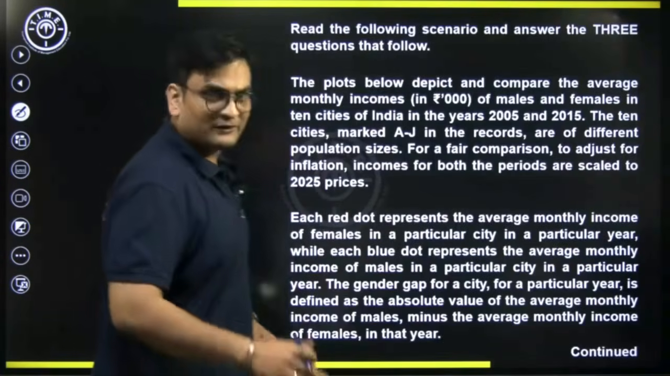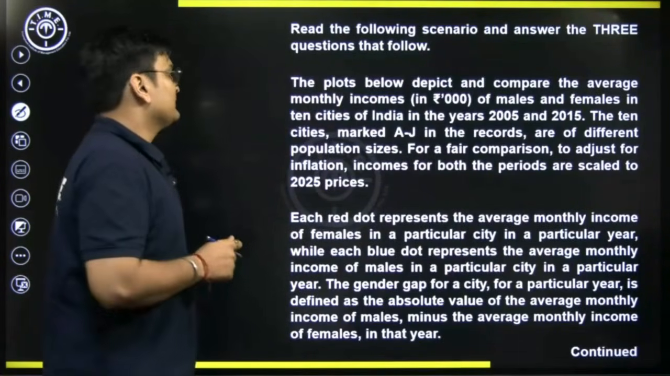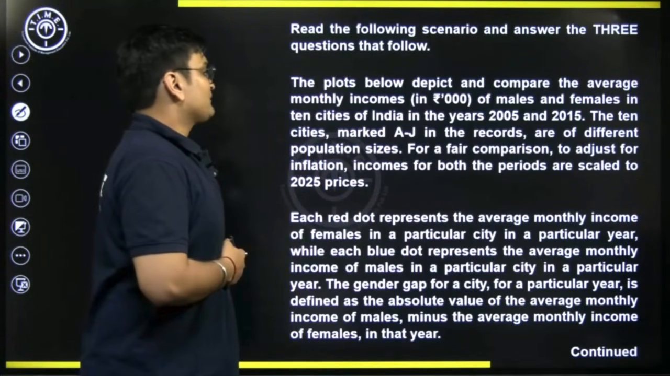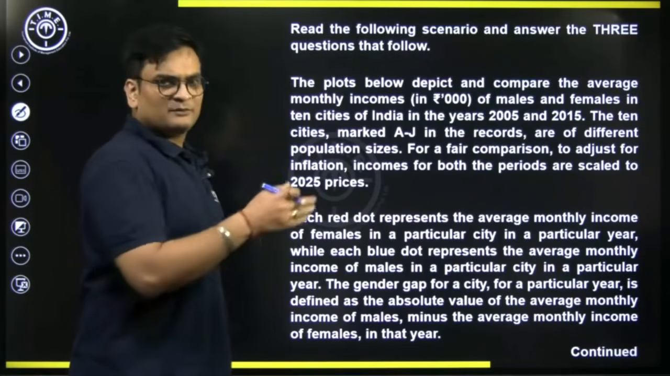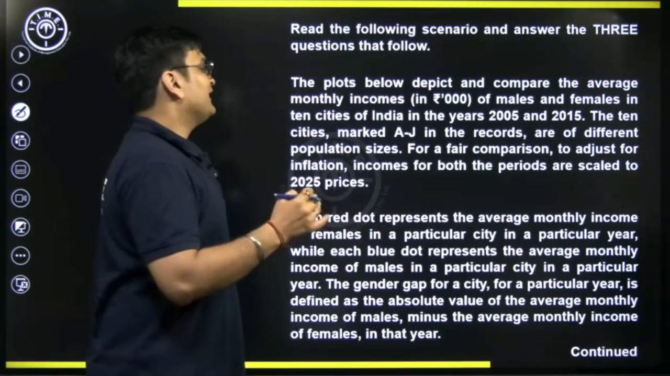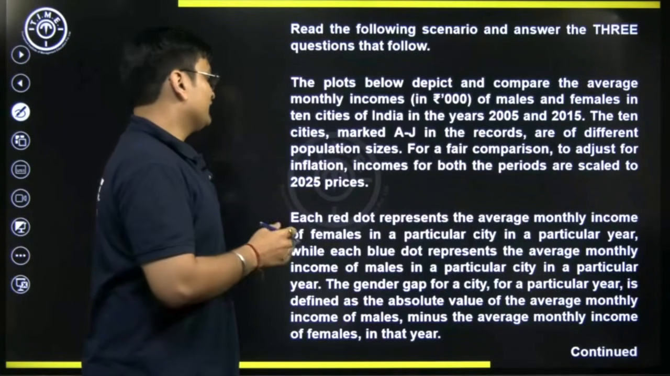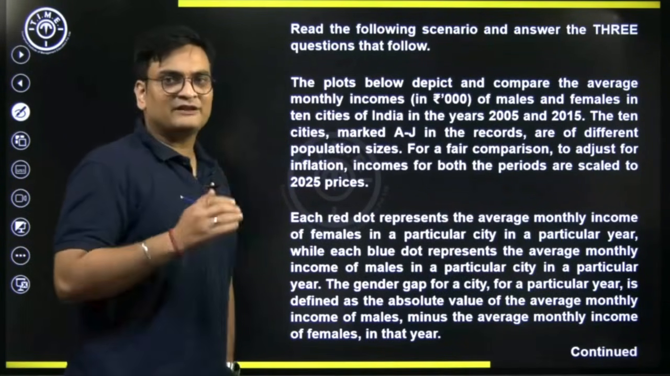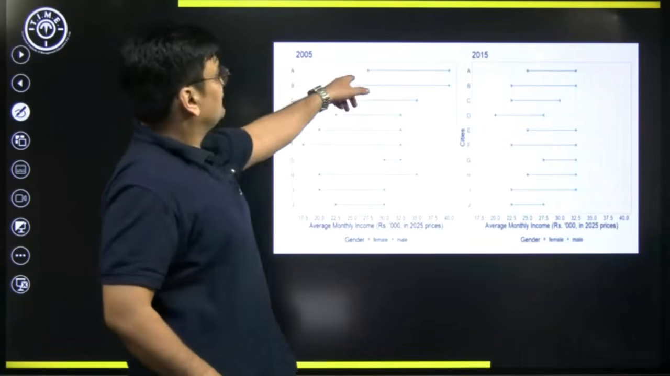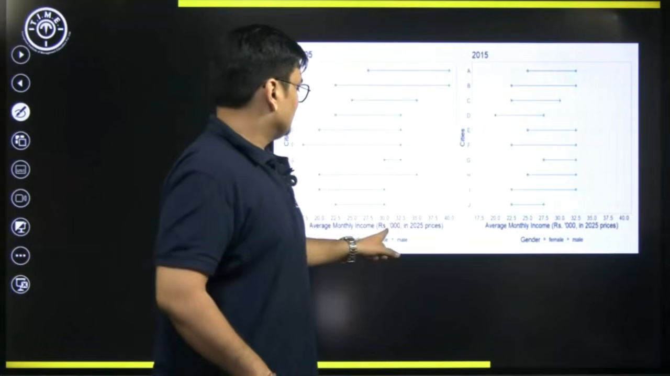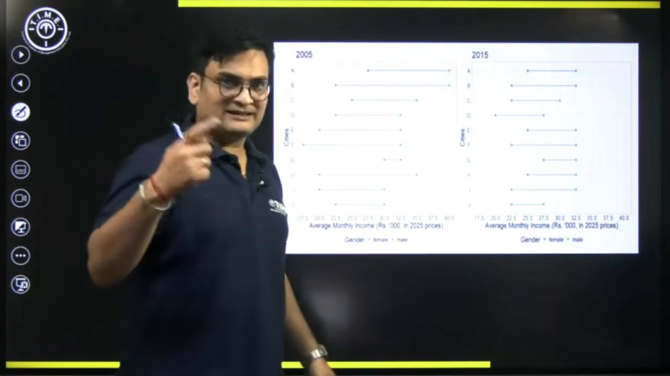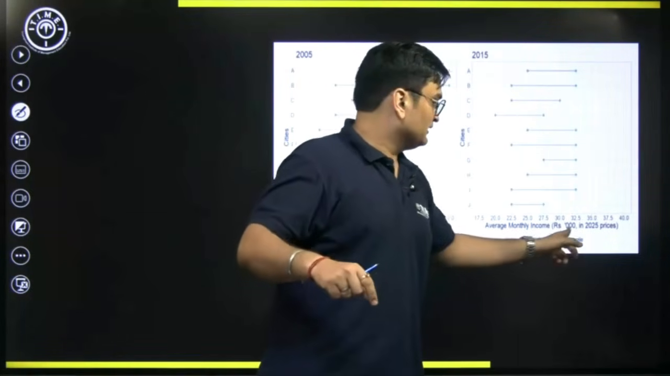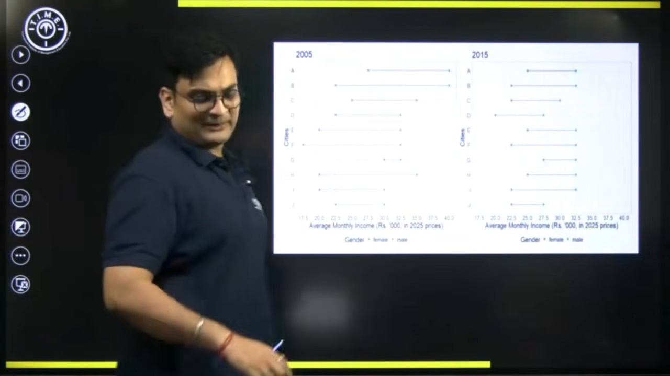So, this is what we got to know from the first 3 lines. Let us read further. The 10 cities marked A to J in the records are of different population sizes. The populations are all different. For a fair comparison, to adjust for inflation, incomes for both the periods are scaled to 2025 prices. So, whatever values we see here are all in 2025 price terms. Whatever value we see here as the average values for 2015 are also in 2025 price terms.